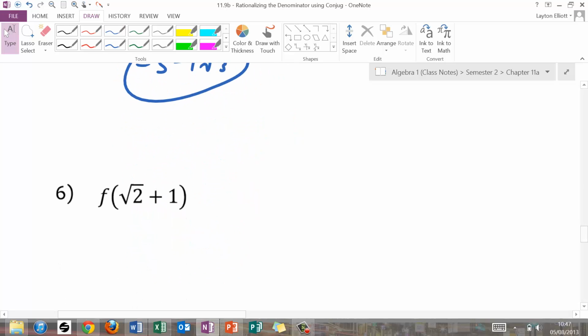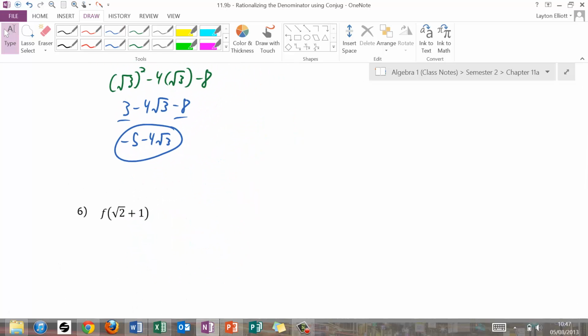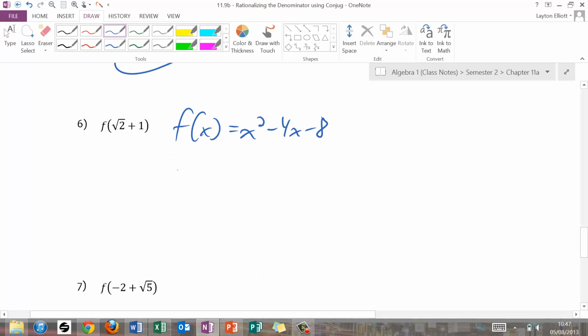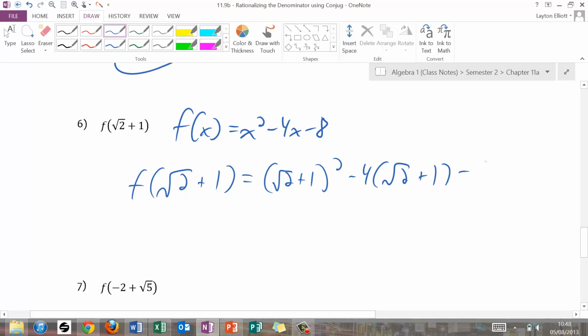Then we have f of 2, radical 2 plus 1. So I'm actually going to take the f of x part and just rewrite it here so I can zoom in and see it. So we want to do f of radical 2 plus 1, which means to take that and substitute it in. So I have radical 2 plus 1 squared minus 4 times radical 2 plus 1 and minus 8. So that looks a little complicated, but we can do this.